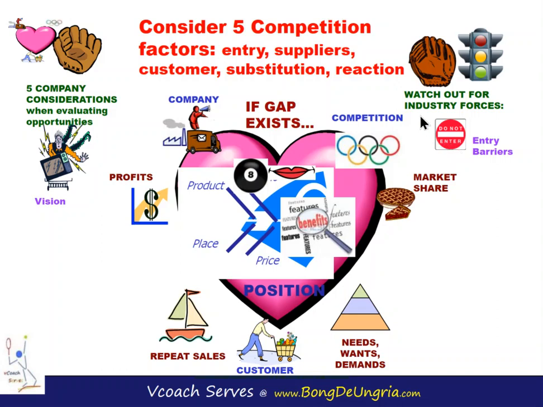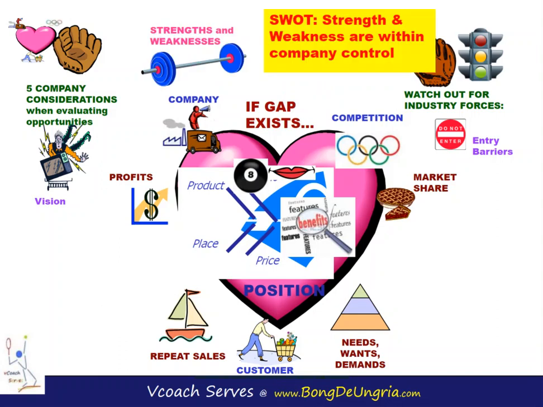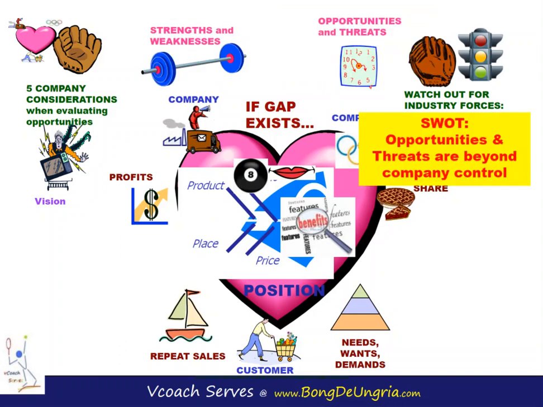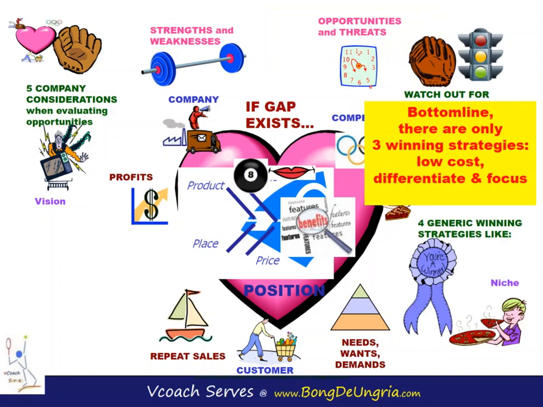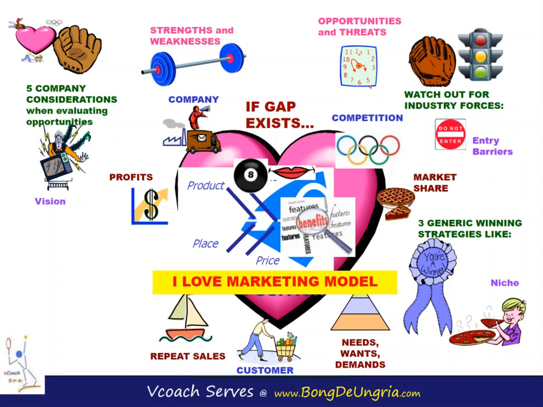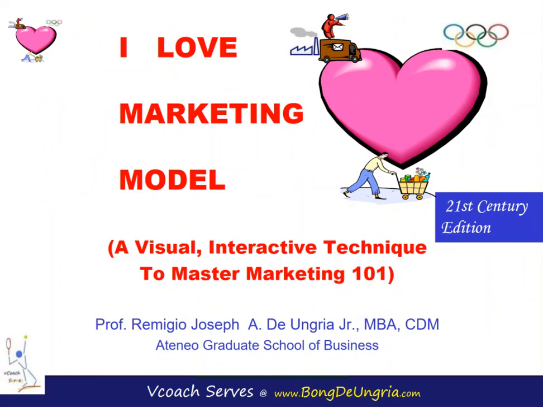Now, outside the 3 C's, there are other things which you need to consider. If it's internal to the company, it's a strength or weakness. If it's external, it's opportunities and threats. In the end, there are just 3 generic winning strategies to consider: low cost, differentiation, and focus. This is the I Love Marketing Model, the 21st century edition.